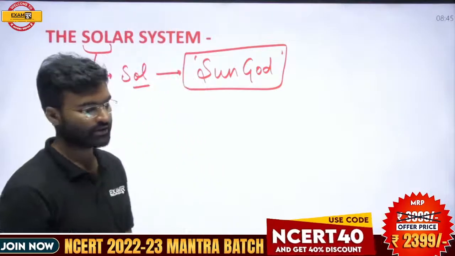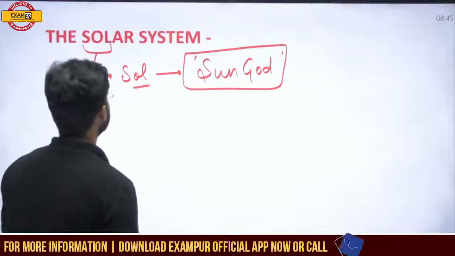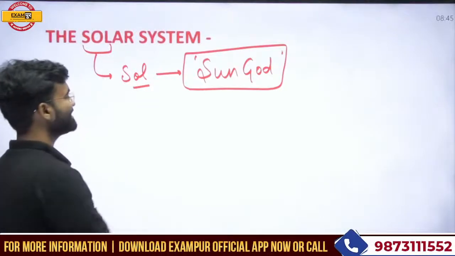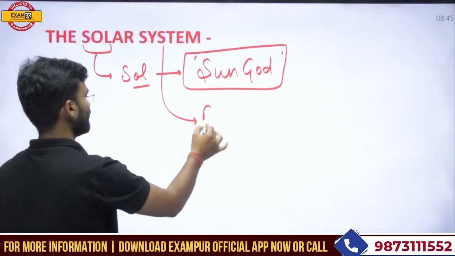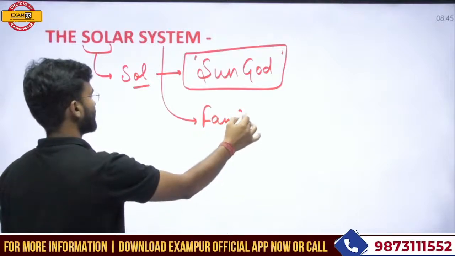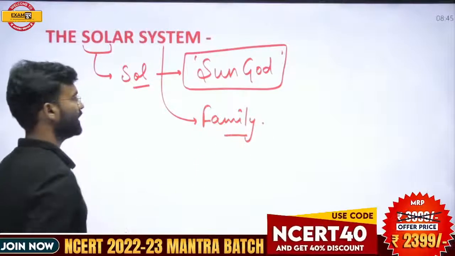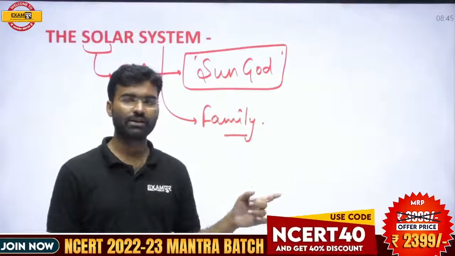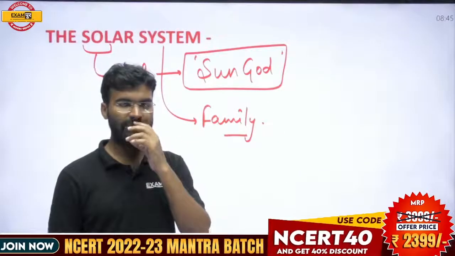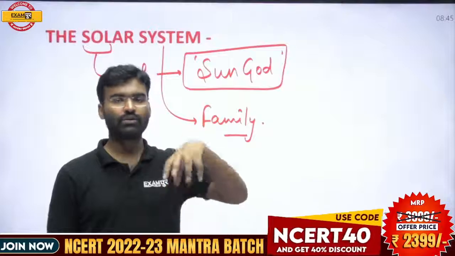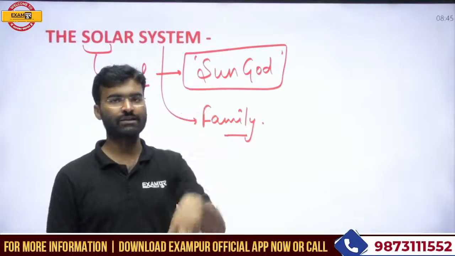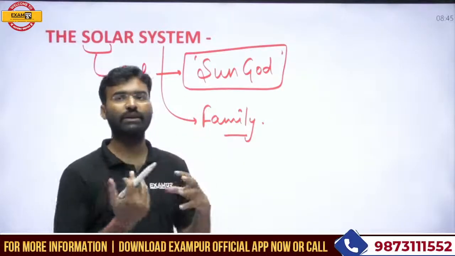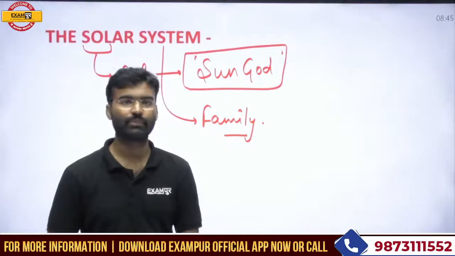So "sol" is related to the sun god, and the system is related to the family of the sun god. In the Greek language, the meaning of the solar system is that the sun god, the god known as the sun, and his family are collectively known as the solar system.